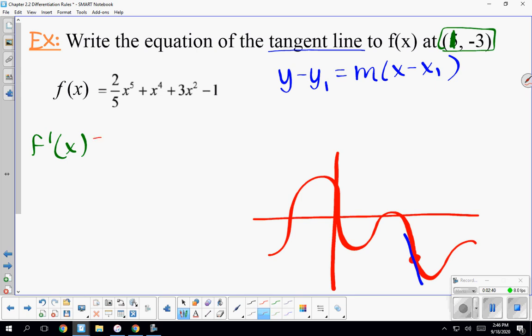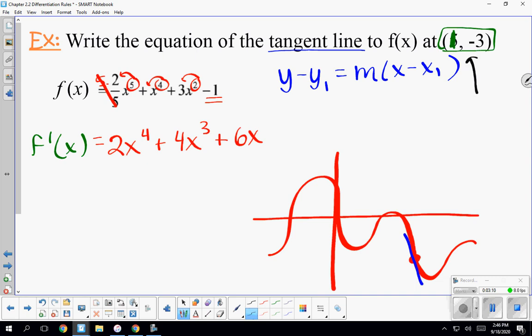But anyway, so if I find the derivative, I take the 5 down and I multiply it. So those are going to cancel, and I'm left with 2x, and my new exponent is going to be a 4. Now my 4 comes down, and I'm going to have 4x to the third. My 2 comes down and multiplies by the 3, and it's now to the first power, and the derivative of a constant is 0. Because I need the slope of the tangent line at this point, I'm going to take my x value, which is 1, and I'm going to plug it in. So if I plug that in, I'll have 2 plus 4 plus 6, which gives me a slope of 12.